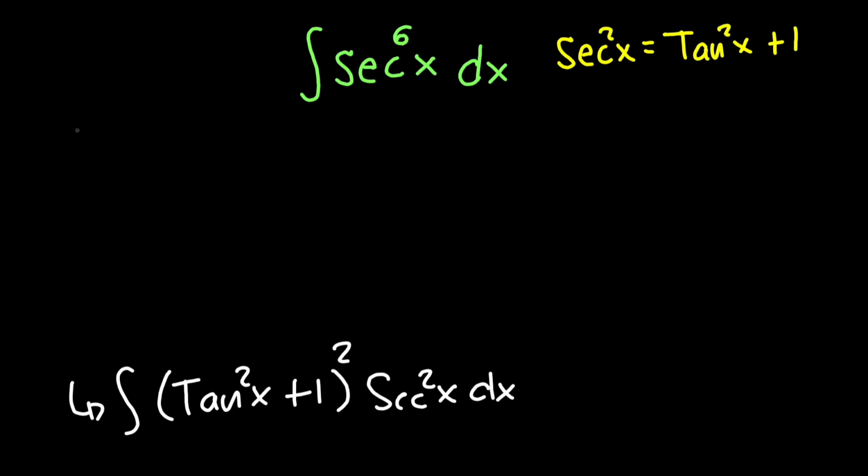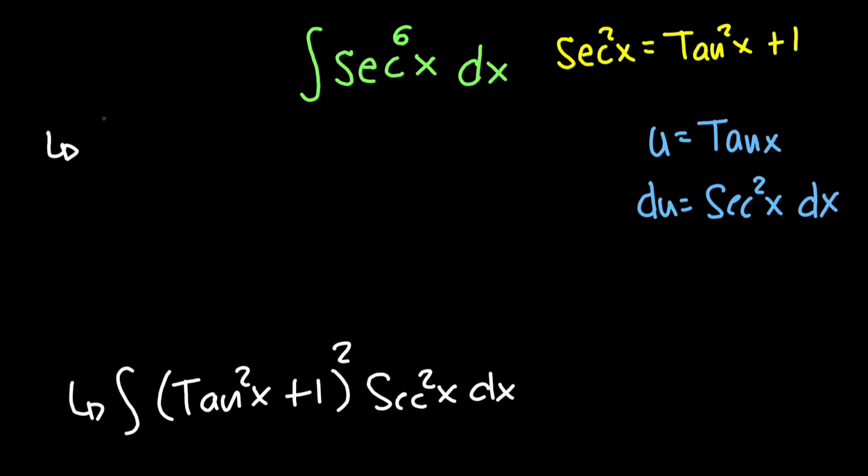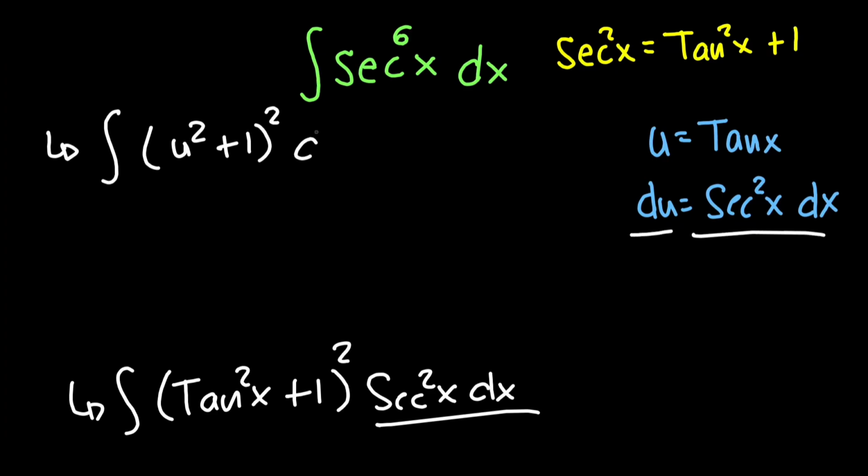And so, the next step would be to use u substitution now for simplification. Let u here be tangent of x. And so the derivative of tangent of x is simply secant squared of x multiplied by dx. And so by substituting it, you would have the integral of u squared plus 1 raised to the power of 2, and secant squared x dx is simply equal to du. Now our equation looks much neater.